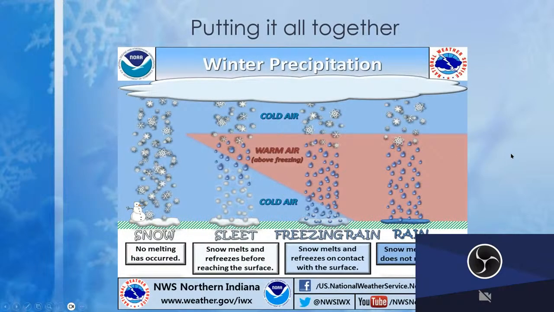And here's a depiction of that. There's no melting occurring with the snow. The snow melts and refreezes before it hits the surface for sleet. Freezing rain, the snow melts and refreezes on contact with the surface. And rain, snow melts and does not refreeze. So, yes, our winter precipitation as rain also starts as snow.